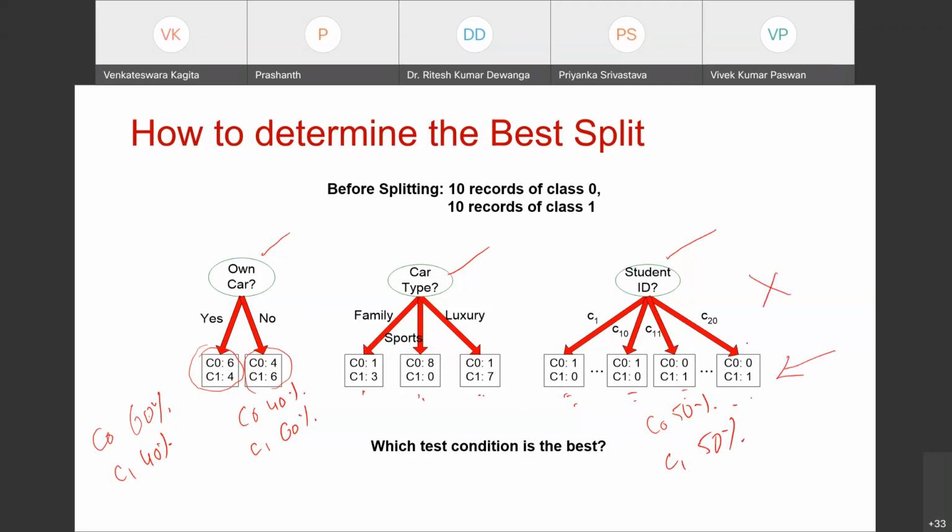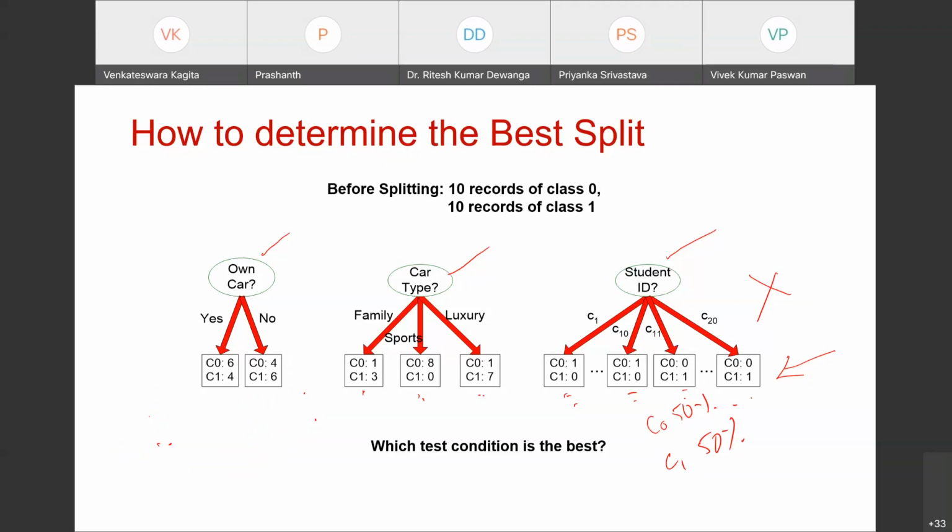So ignore this. Okay, so now coming back to here. So among these two, which one is worst or which one is best? Among these two. Card type is best or worst? Best. Card type is best because this is leading to a more purity.